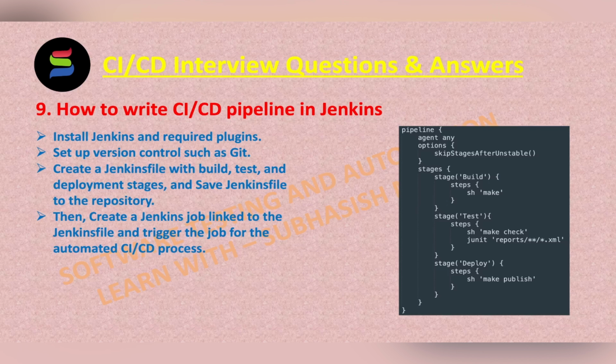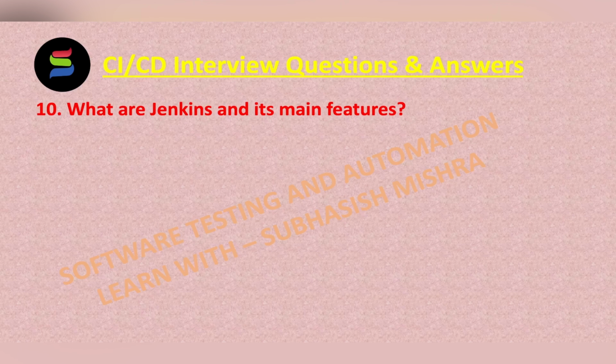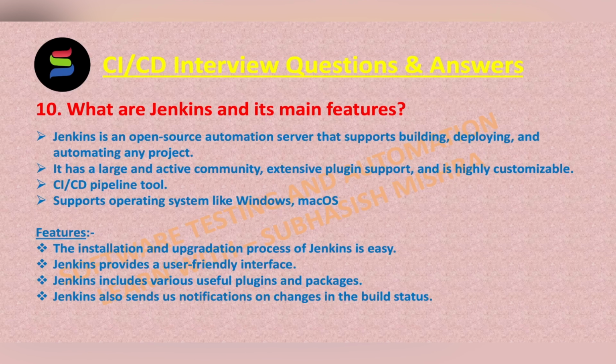Okay, we will move to the next question. What are Jenkins and its main features? So, Jenkins is an open source automation server that supports building, deploying and automating any project. It has a large and active community, extensive plugin support and is highly customizable.